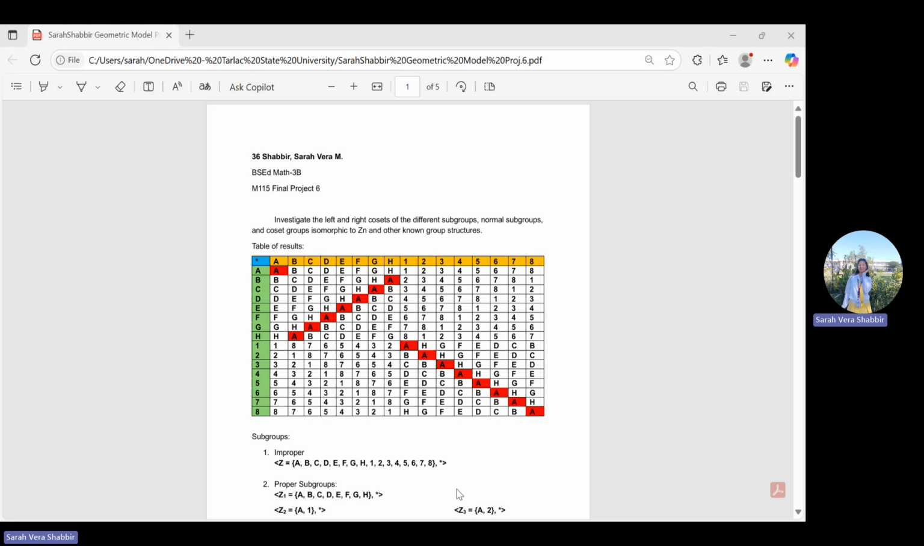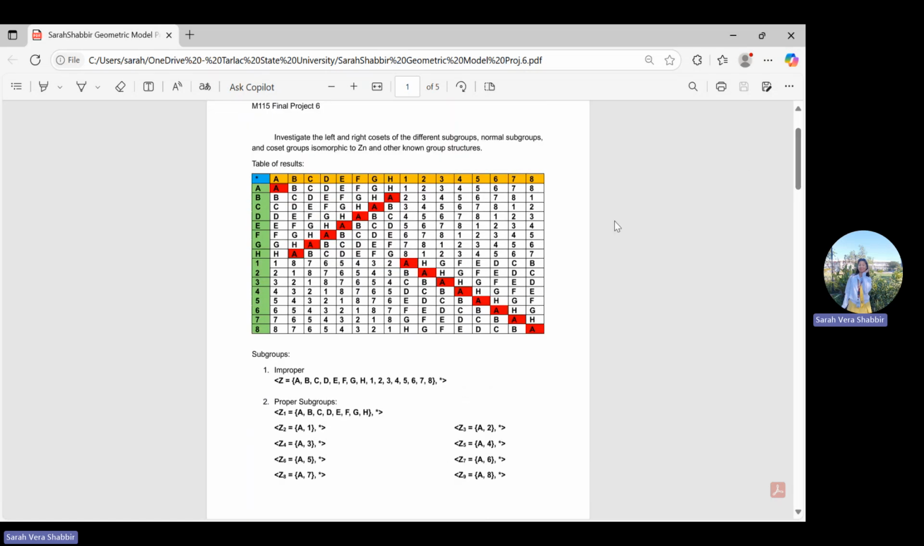And now we are in the final video of the project, which is investigating the left and right cosets of the different subgroups, normal subgroups, and coset groups isomorphic to Z sub n and other known group structures. If you can remember what we did from the previous videos, we have found three subgroups, and here we're going to investigate what the left and right cosets are. So let's review the table of results first.